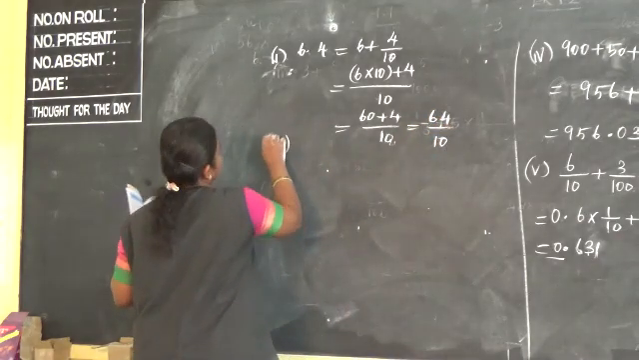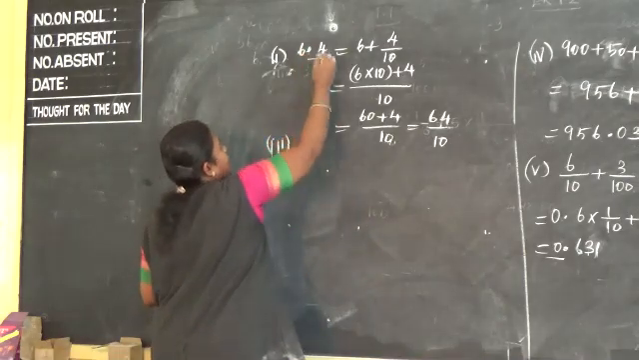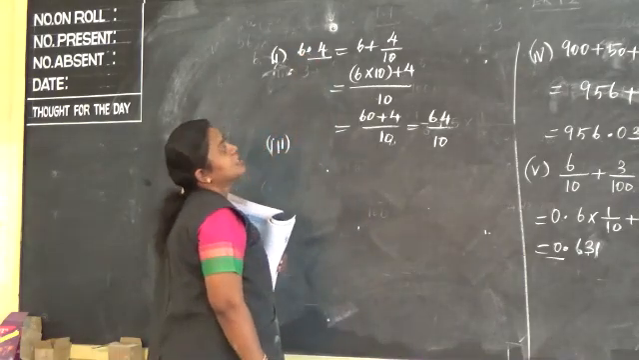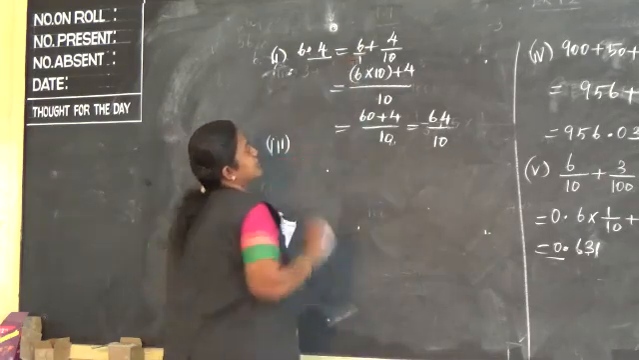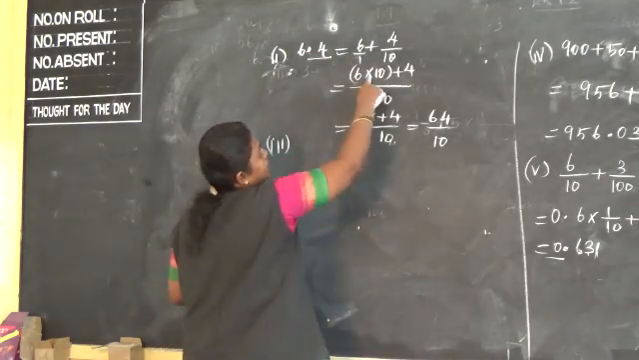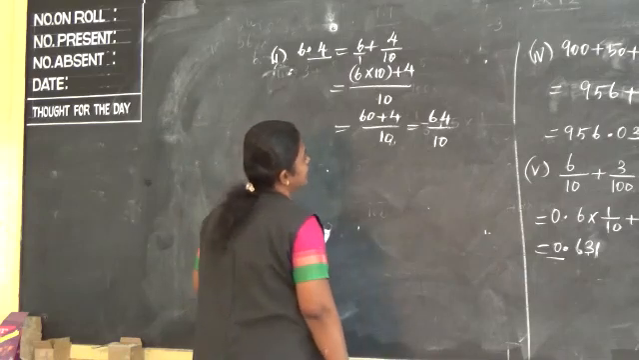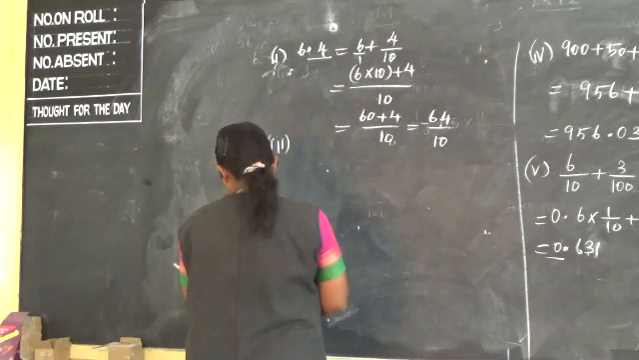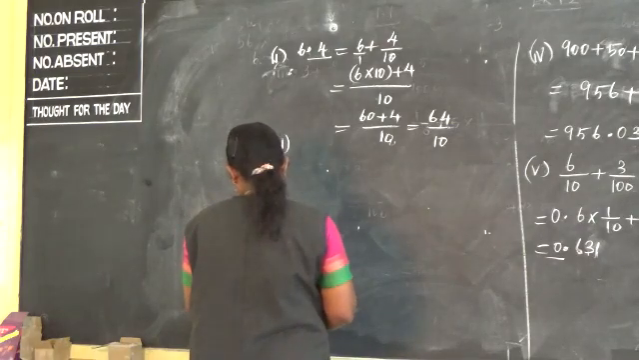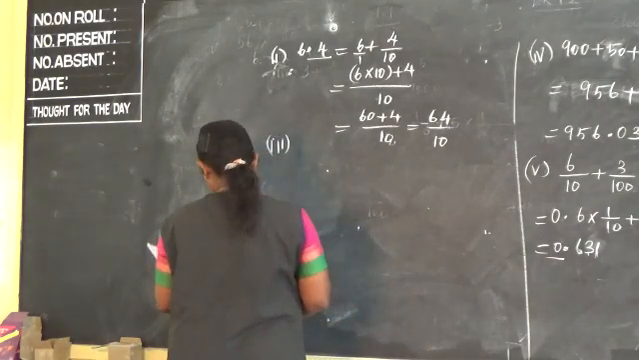Then third subdivision, 6.4. The 0.4 we can write as 4 by 10. So, 6 plus 4 by 10, here 1 was the denominator. If you are taking LCM, 6 into 10 plus 4 by 10, that is equal to 60 plus 4 by 10, we can write it as 64 by 10.